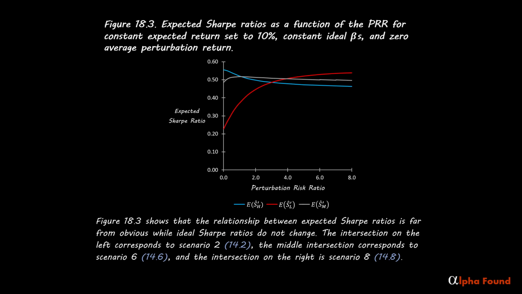It is not clear from a visual inspection of Figure 18.3, but the expected Sharpe ratio of the market is at a maximum when the perturbation risk ratio equals 1, which is condition 1 in Table 17.1 and 18.1. The expected Sharpe ratio of the market reaches its minimum at the two endpoints, when the perturbation risk ratio is 0 on the far left, and also when the ratio is infinity on the far right.